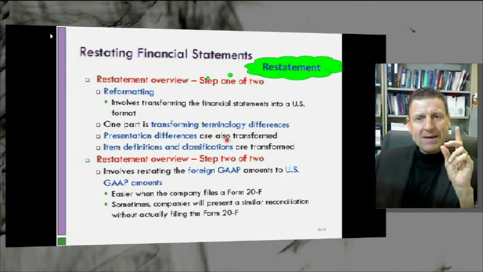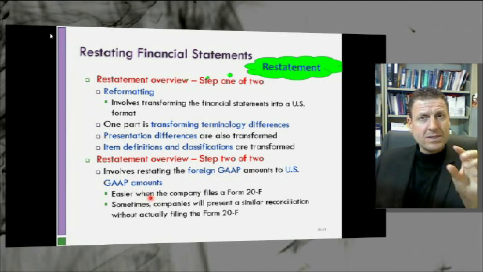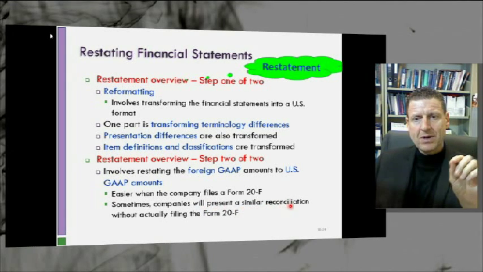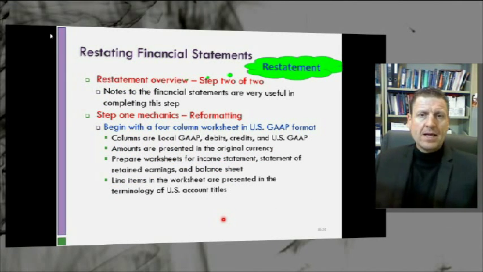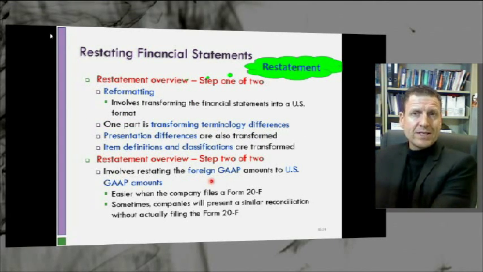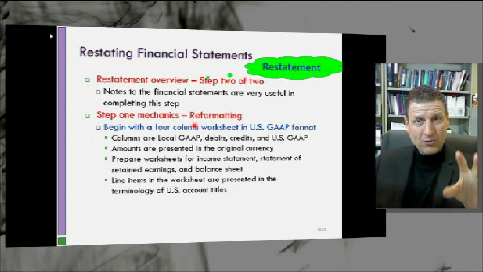Step 2 is the restatement itself, which involves restating foreign GAAP amounts to US GAAP. This is easier when a company files a Form 20F because they provide more information behind their numbers. Sometimes companies will present a similar reconciliation without actually filing a Form 20F. So in step 2, we want to refer to the notes to the financial statements, because they will help you to complete the restatement of the foreign GAAP into the US GAAP amounts.